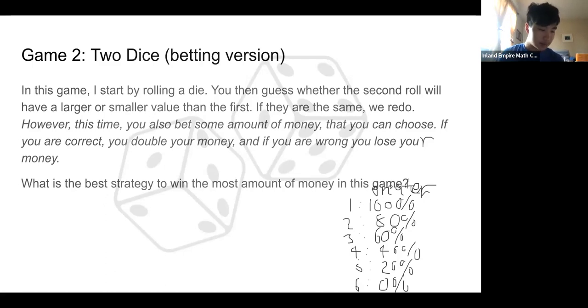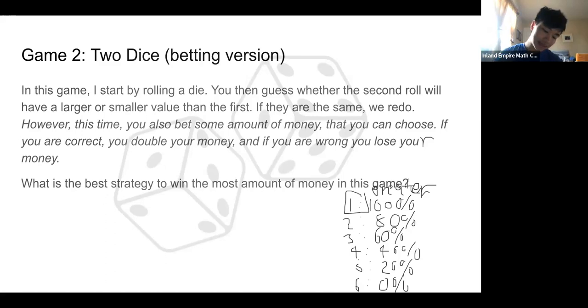So we can look at our confidence level. If it's 1, then we actually know for a fact that if you guess that the second roll is going to be greater, then you're going to win. So if the first roll is 1, then you should bet as much money as possible. You could bet all of your money. You should bet all of your money.